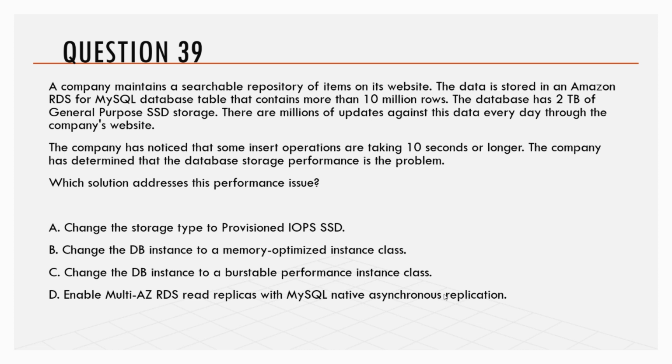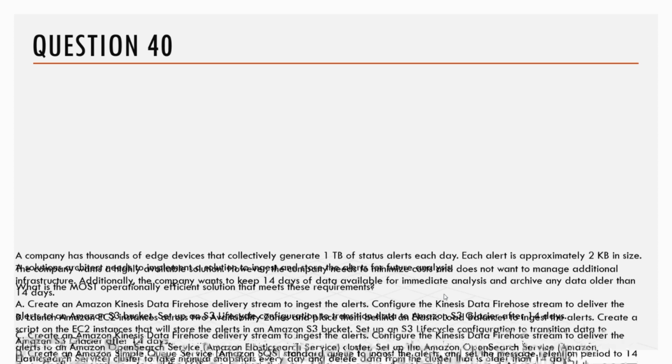And the options are: A, change the storage type to provisioned IOPS SSD. Option B, change the DB instances to a memory optimized instance class. Option C, change the DB instance to a burstable performance instance class. Option D, enable multi AZ RDS read replicas with MySQL native asynchronous replication. And the correct answer is A, change the storage type to provisioned IOPS SSD.